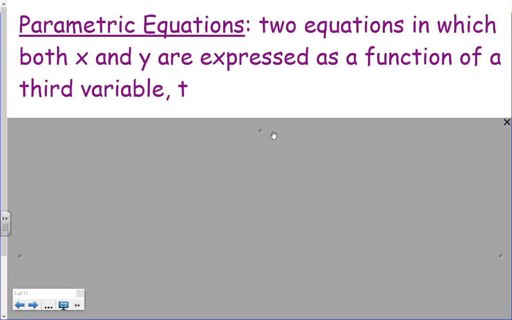Now in the objective here, it mentions something about parametric equations. So what exactly is a parametric equation? A parametric equation is actually 2 equations that define one graph here. 2 equations in which both the x and the y are expressed as a function of a third variable, t. So instead of having just one independent variable and one dependent variable, when we're dealing with parametric equations, you still only have one independent variable, that's t.